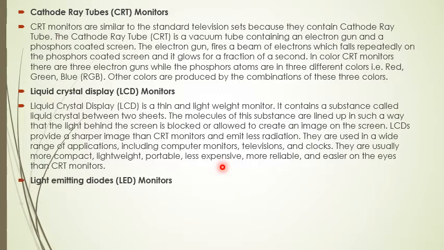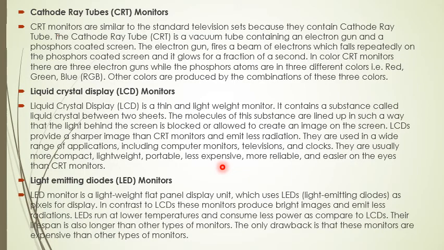The third one is the light emitting diode, or LED. Right now, the latest one we use is the light emitting diode unit, or LED monitors. Above that is the OLED, but right now we are going to talk about the LED monitor. What is inside it? Diodes are used to emit light, and they produce the pixels for a display.